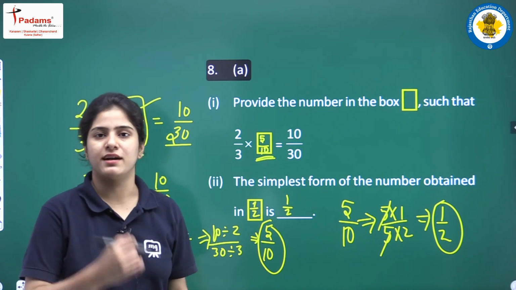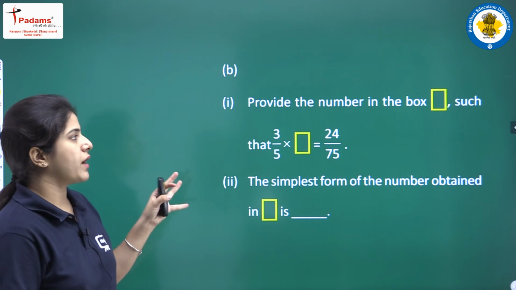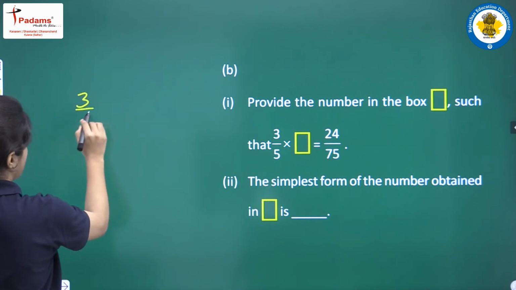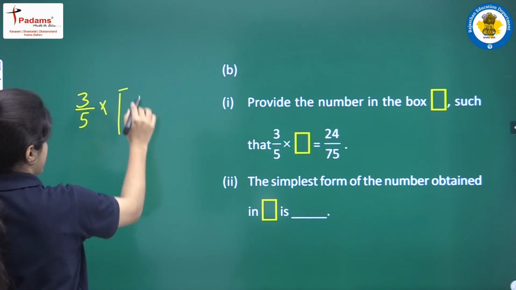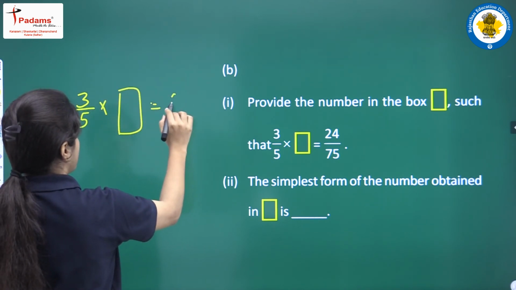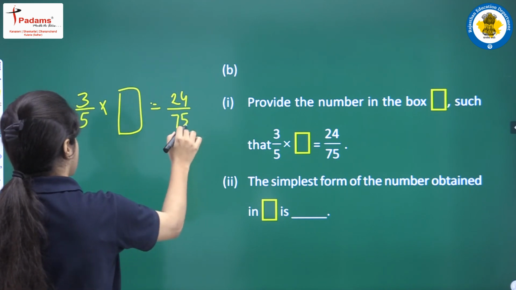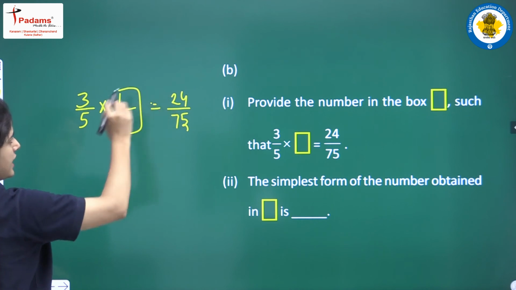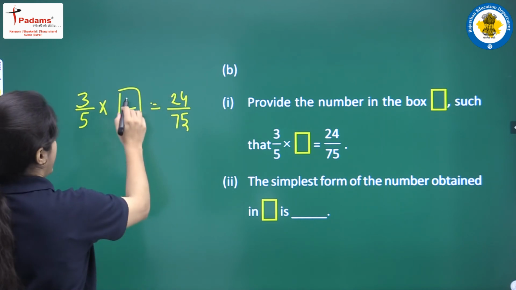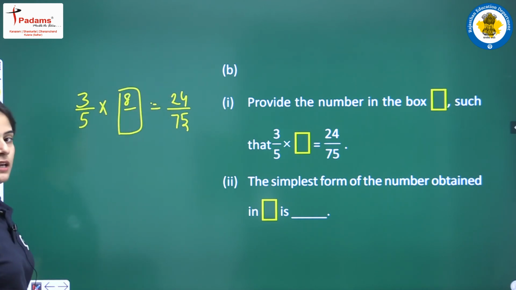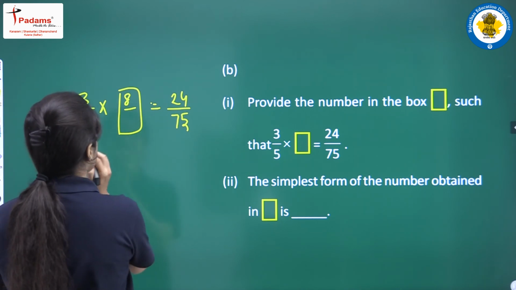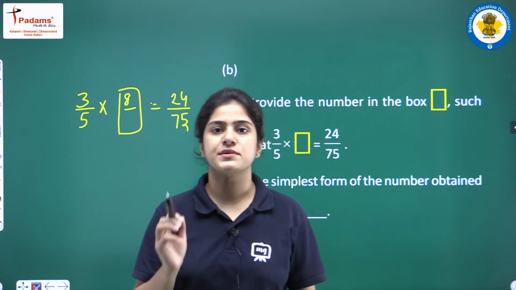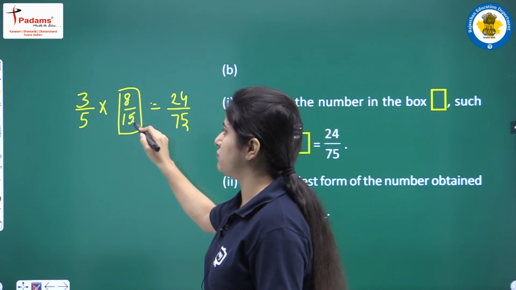Now we will discuss the B part. What is that? Provide the number in the box such that 3 upon 5 into this box is equals to 24 upon 75. What should be multiplied with 3 so that the answer can be 24? 8. 3 into 8 is equals to 24. And what should be multiplied with 5 so that the answer can be 75? So 5 into 15 is equals to 75. So the number can be 15.